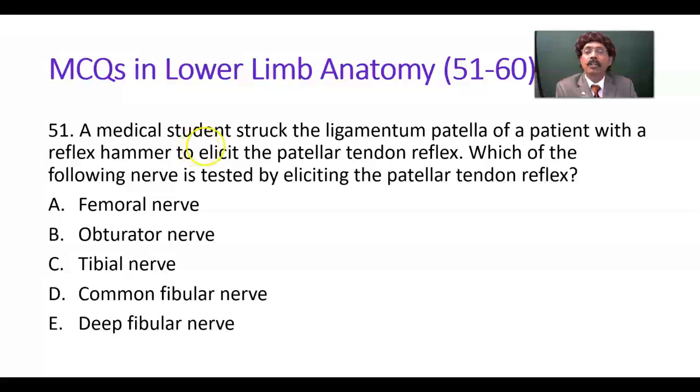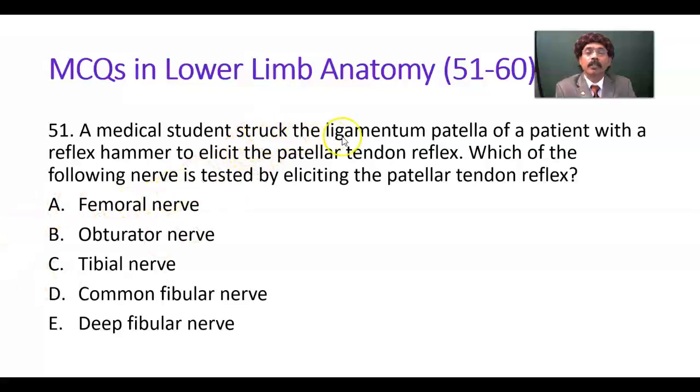Let us solve the multiple choice questions. Question number 51. A medical student struck the ligamentum patella of a man with a reflex hammer to elicit patellar tendon reflex. Which of the following nerve is tested by eliciting the patellar tendon reflex? A. Femoral nerve, B. Obturator nerve, C. Tibial nerve, D. Common fibular nerve, E. Deep fibular nerve.